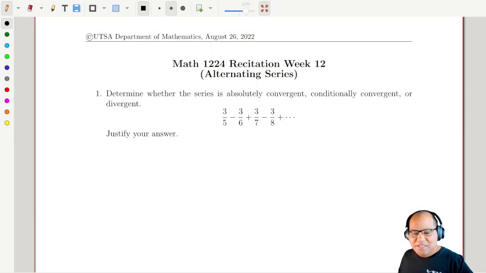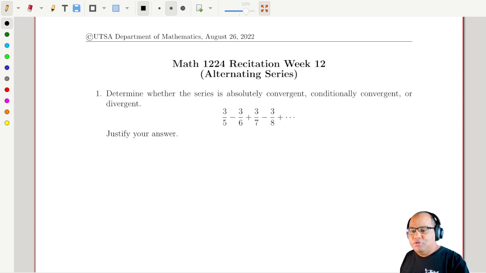Does the series absolutely converge? Or do we only have conditional convergence? Or heck, do we even have divergence? Usual rules apply. So let's start off with this one here. We got an easy looking series here. Let's look at the first few terms. We have 3/5 minus 3/6 plus 3/7 minus 3/8. Okay, and we're asking, does the series converge absolutely, conditionally, or does it diverge?